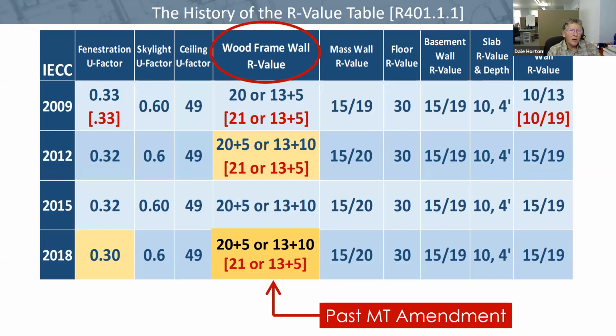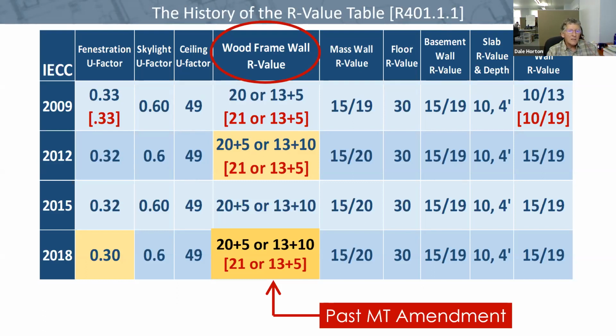So the history of the R value table, this is the prescriptive thermal envelope table, just to put it in perspective. In 2009, Montana actually amended the requirement to slightly more insulation in the wall, from R20 to R21, and slightly more for crawl space wall insulation. In 2012, once the IECC started requiring continuous exterior insulation, Montana maintained its R21 or R13 plus R5 continuous, with the R13 being air permeable between framing. And then in 2015, we really didn't consider it.